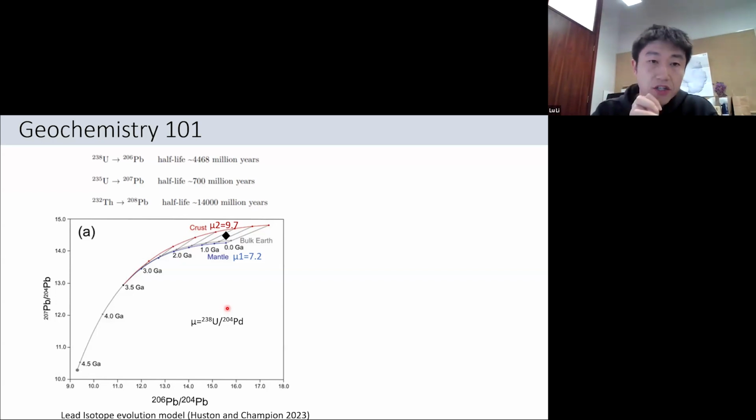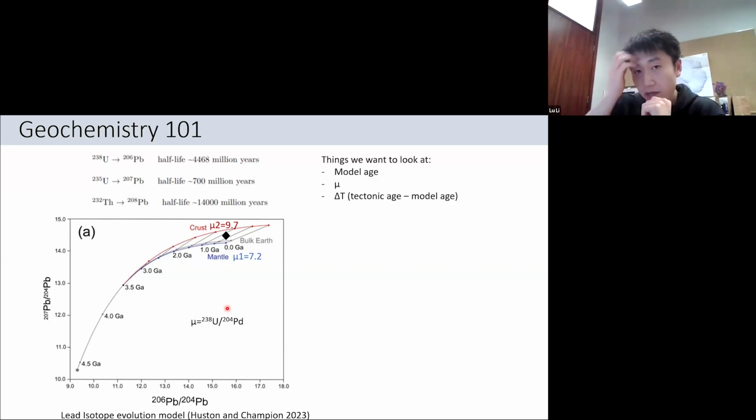So we can measure the modern day lead isotope in the lab. We get the black dots, and then we can fit a curve, the lead isotope evolution model, which gives us a little understanding of the age of the system, also the mu value. So basically, there are three pieces of information we're going to look at. The first thing is the model age. We calculate it using the lab ratio, and the mu value we can also calculate using this evolution model.